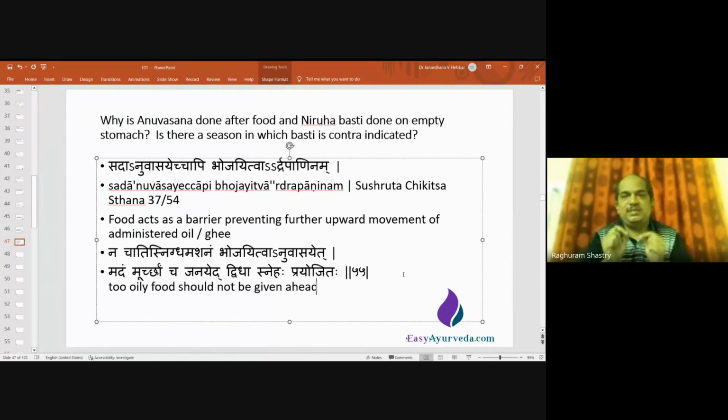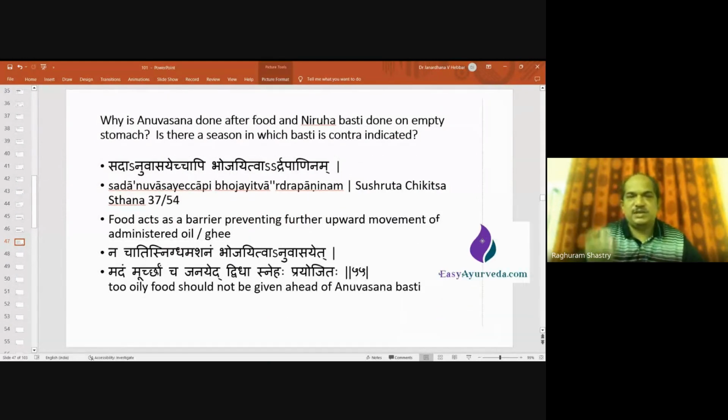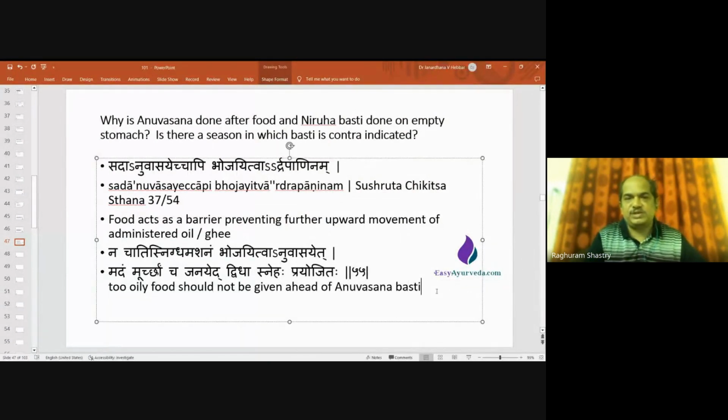And there may be a question, what happens if we do the opposite, like giving Kashaya Vasti after taking the food? Definitely there will be some complications. If we give Anuvasana Vasti or Sneha Vasti on an empty stomach, definitely it will have its own complications. Those who have given, those who have experienced will know what complications it may be. Mild to moderate to very severe complications also may occur. So this is a small explanation there.